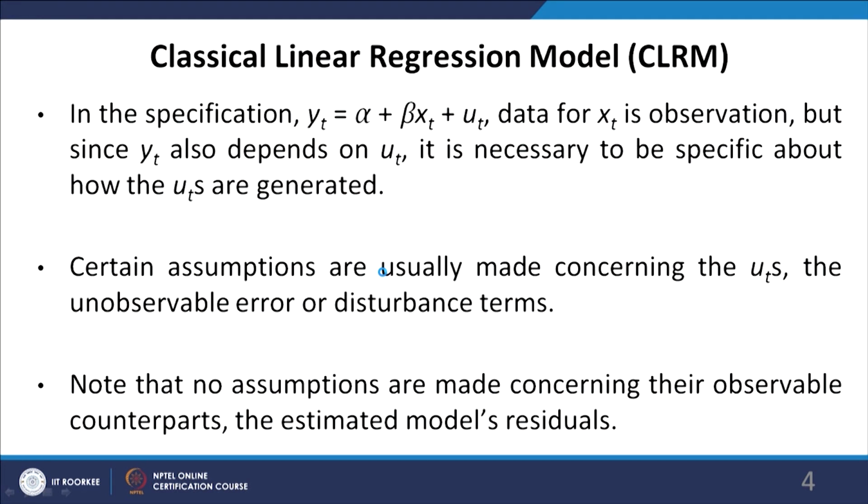In the specification yt equals alpha plus beta xt plus ut, data for xt is observed, that is, they are observations, but since yt also depends on ut, it is necessary to be specific about how the ut are generated. So, most of the assumptions are actually made concerning the ut, the unobserved error or the disturbance terms. Since the xt are observed, we do not need many assumptions about them, and for the time being no assumptions are made concerning their observable counterparts, the estimated model's residuals.